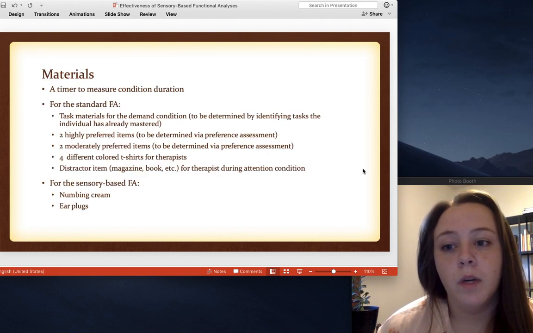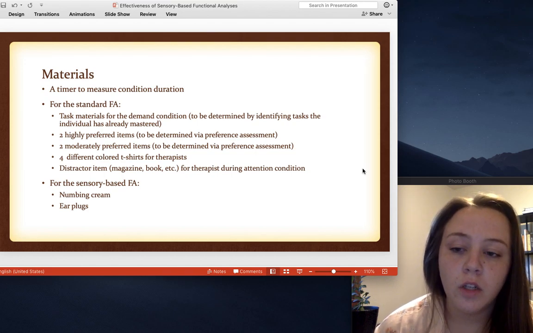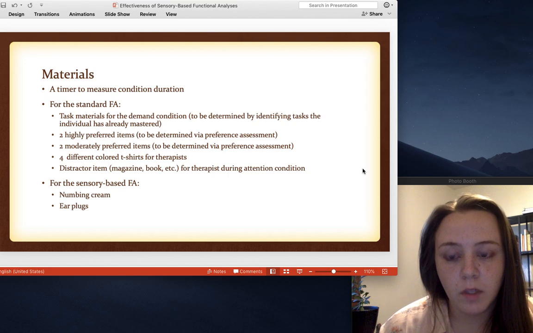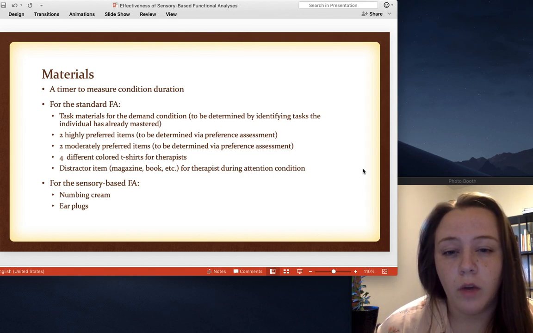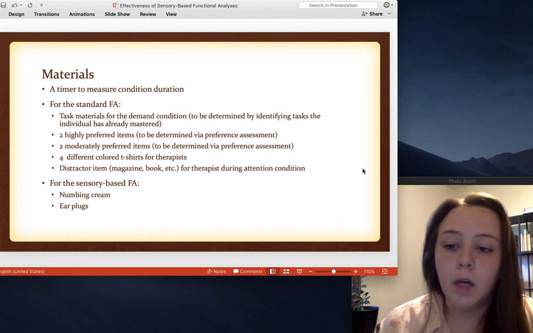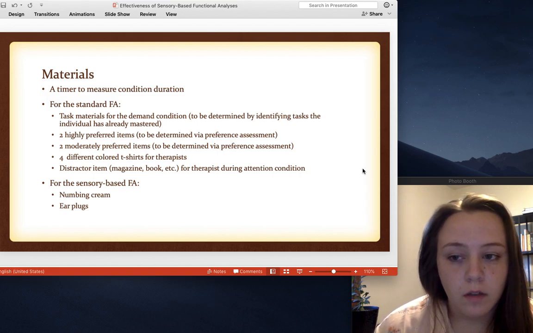For materials, we want to have a timer to measure the condition durations. That way we can ensure that all of the conditions are the same length. And then for the standard FA, we need to have task materials for the demand condition. And we are going to determine what task materials to use based on interviewing either the teachers or the parents on what tasks that individual can do, as we don't want to use a skill or a task that they do not have during the demand condition. And then we will include 2 highly preferred items and 2 moderately preferred items that will be determined via preference assessment, which I will discuss shortly.